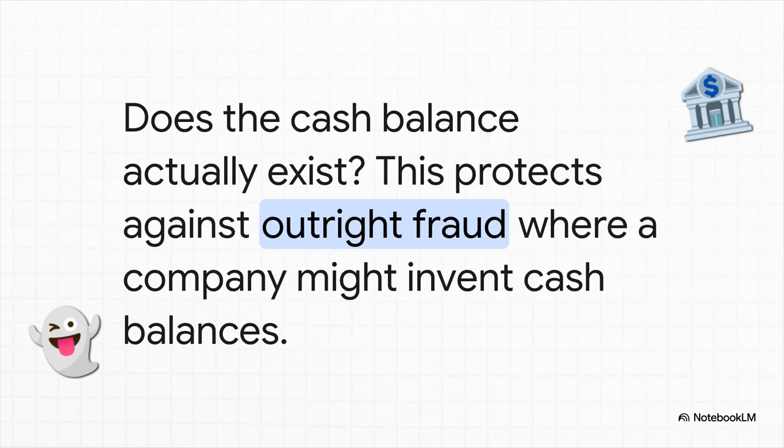And finally, we have E for existence. This is maybe the most fundamental question of all. Does the cash they're reporting on the books actually exist in a real bank account somewhere? This is the check that protects against outright fraud, where a company might just invent a cash balance to look healthier than it really is.